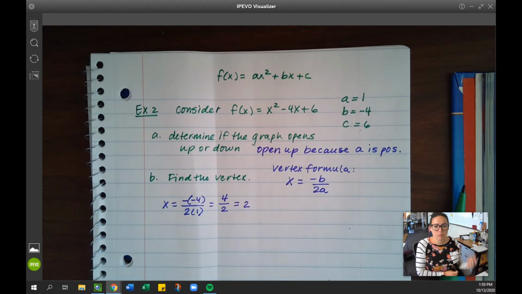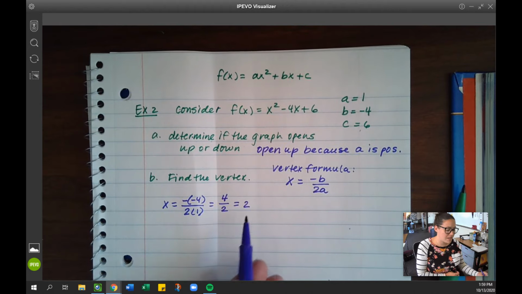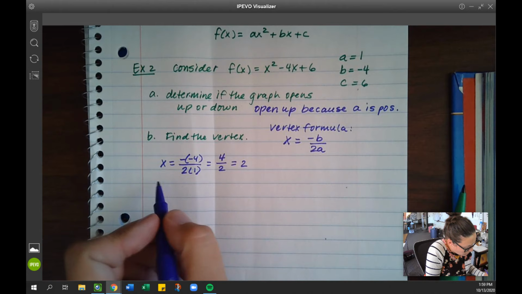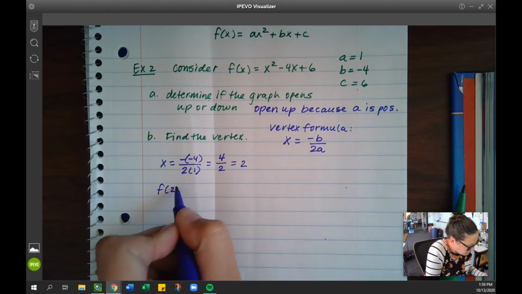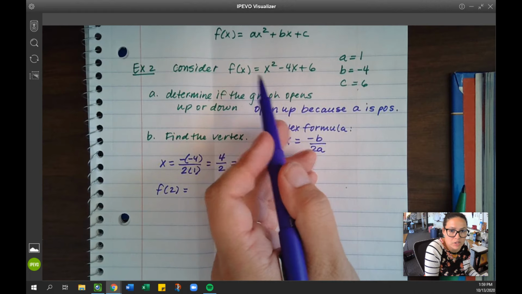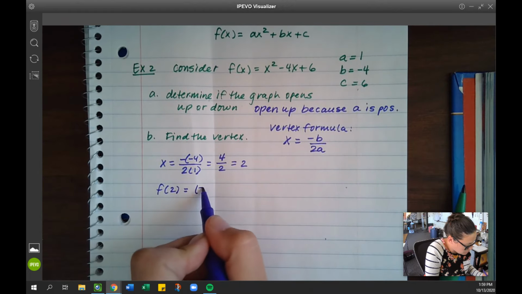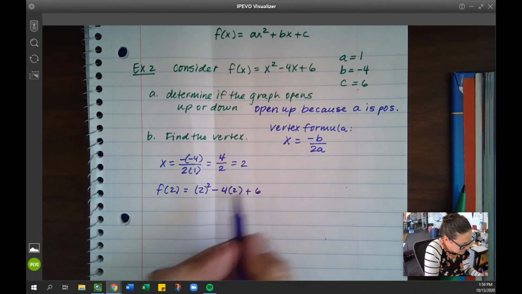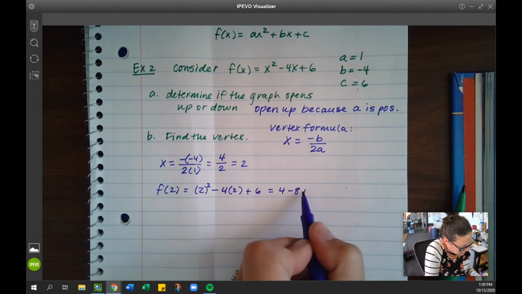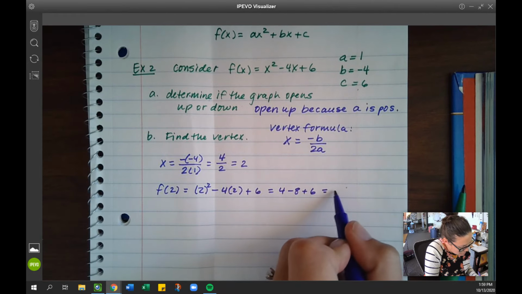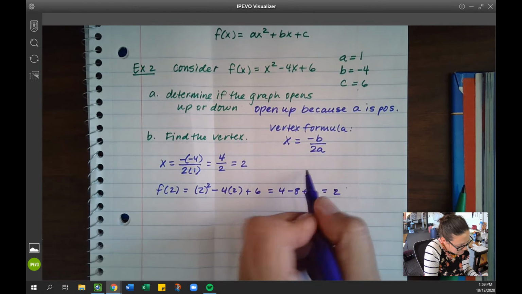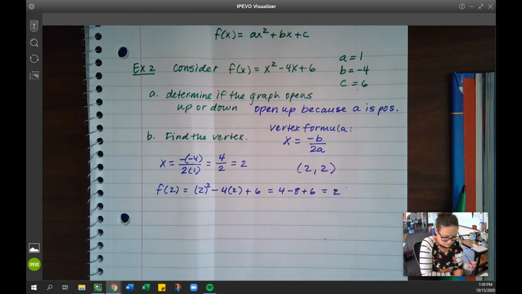Now, the vertex is a point. So I know the X value. I need to find the Y value. So I'm going to find F of 2. So I'm going to replace all my X's with 2. So I have 2 squared minus 4 times 2 plus 6, which is 4 minus 8 plus 6, which is 2. So that means my vertex is 2, 2. My vertex is 2, 2.